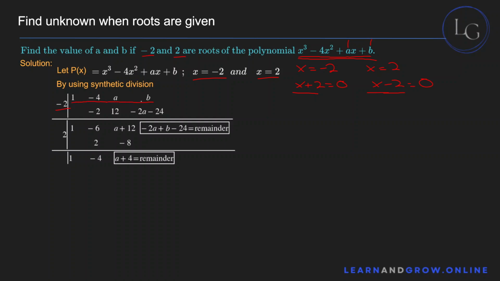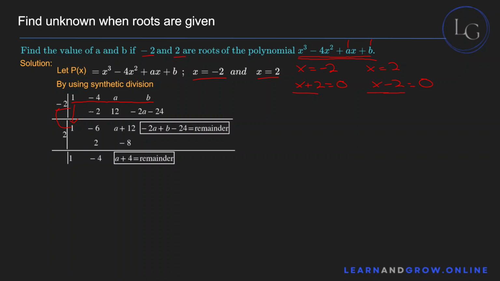These four terms are the coefficients of this cubic expression. 1 is the coefficient of x cubed, -4 is the coefficient of x squared, a is the coefficient of x, and b is the last constant. So what you'll do is first you'll write down this 1 as it is. You'll multiply this -2 with this 1. The result, which is -2, will be written down underneath the next number, which is -4.